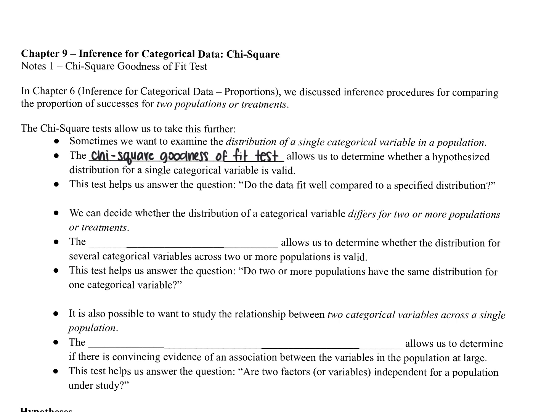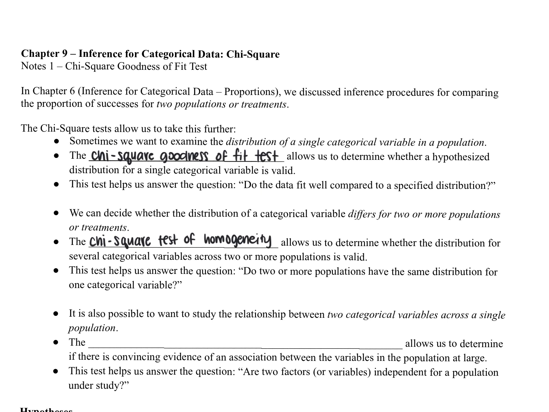In Section 2, we want to decide whether the distribution of a categorical variable differs for 2 or more populations or treatments. This is called the chi-square test of homogeneity, which allows us to determine whether the distribution for several categorical variables across 2 or more populations is valid, and helps answer the question, do 2 or more populations have the same distribution for one categorical variable?